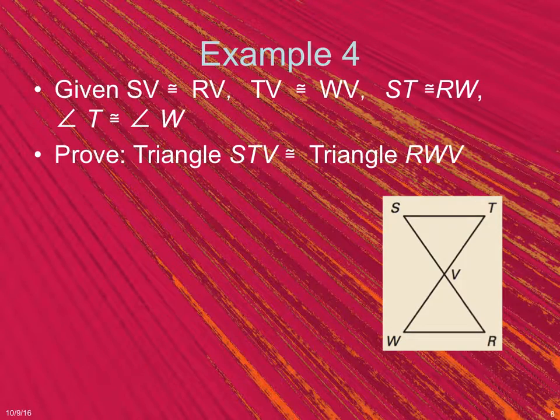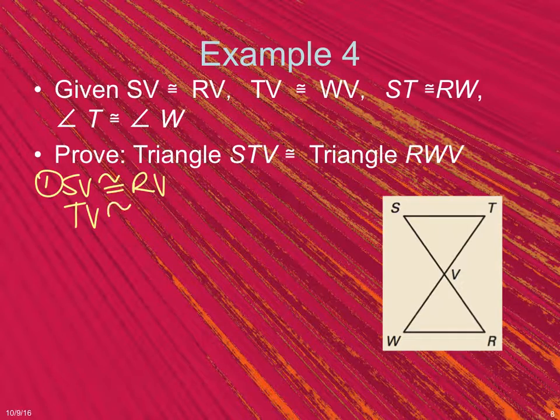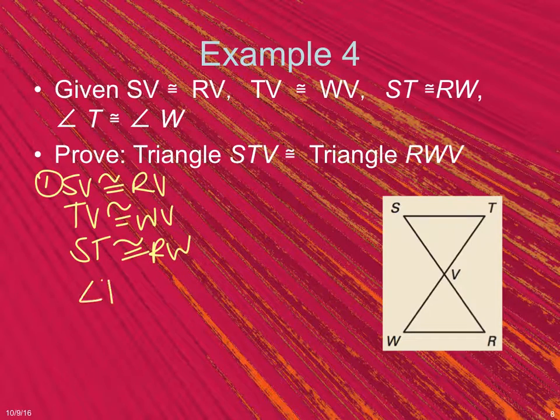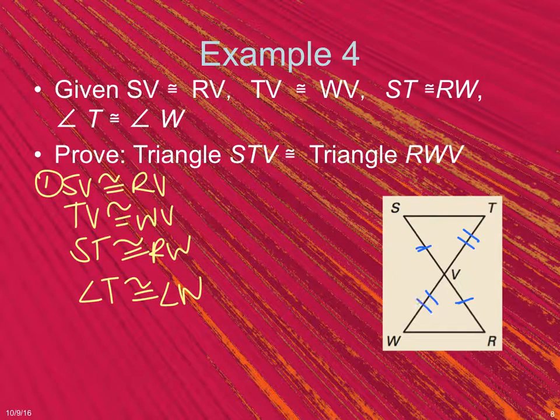Which, ta-da, happens here. So I'm going to rewrite my given: SV, RV, TV, WV, and ST, RW, and T, and W. And I'm going to mark it. So this is congruent to this, this is congruent to this, and this is congruent to this. So I already have all 3 pairs of sides, and then T is congruent to W. I've got 1 pair of angles.